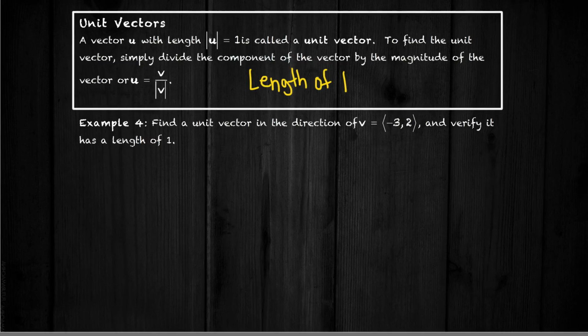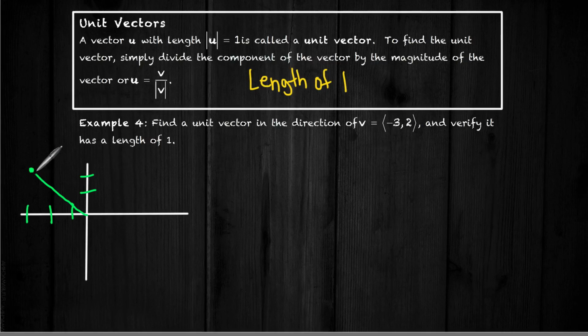So if we draw a little xy axis and we put the point -3, 2, let's draw that vector. So it will be left 3 and up 2. So 1, 2, 3, and up 2. So left 3, up 2, and there is the vector v, -3, 2.